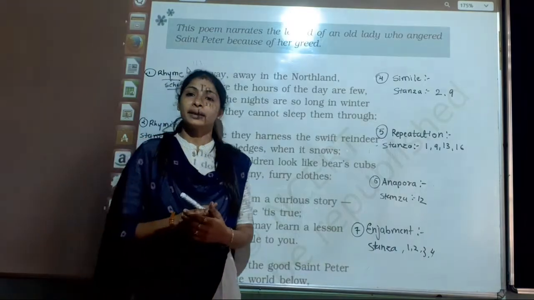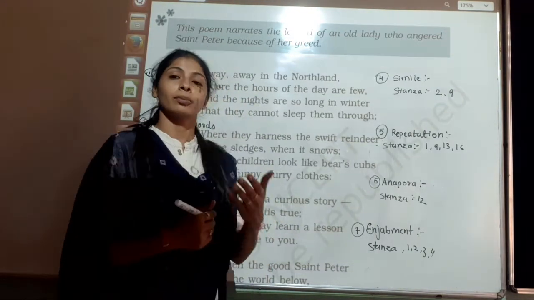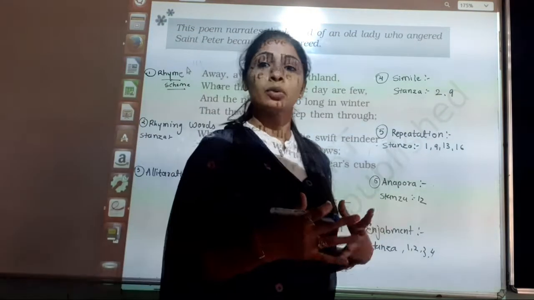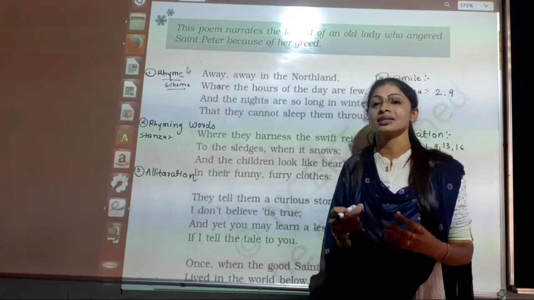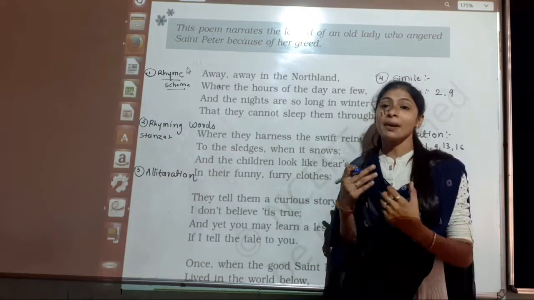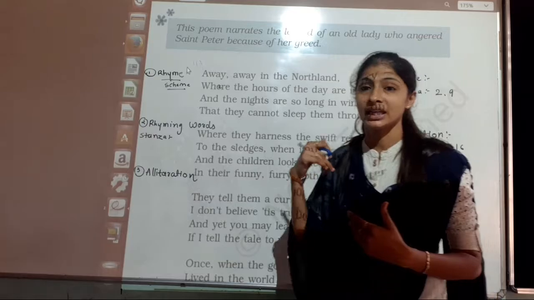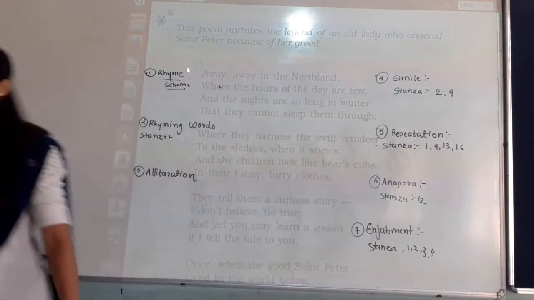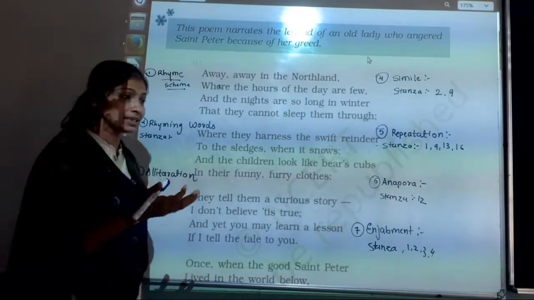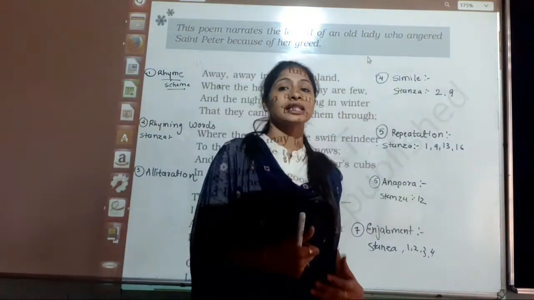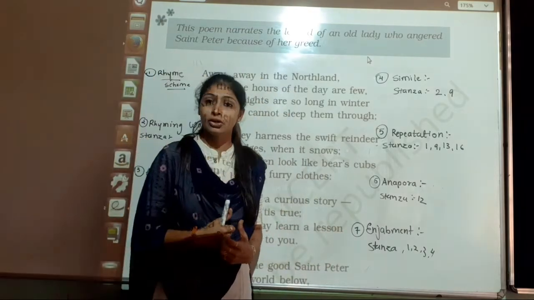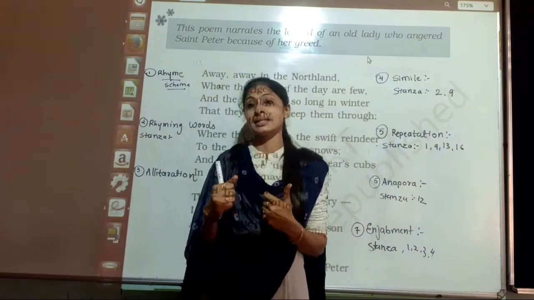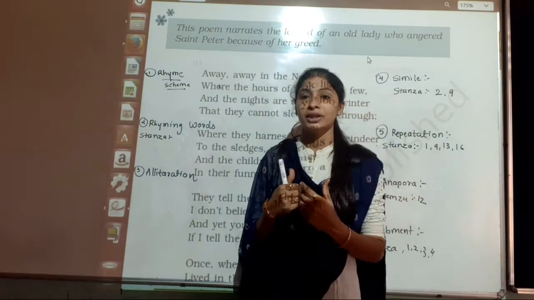Today we are going to start the poetic devices of the 5th poem from your Beehive textbook. As you know, we have completed our explanation with its word meanings. Now we are going to start the poetic devices. Which type of poetic devices or figures of speech did the poet use in this poem? As we know, in every poem we discuss poetic devices, so here also we are going to start them.